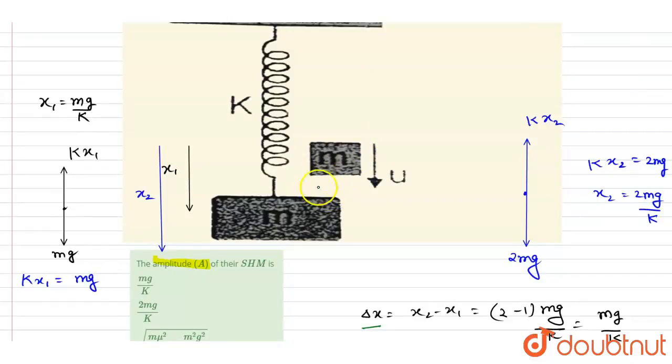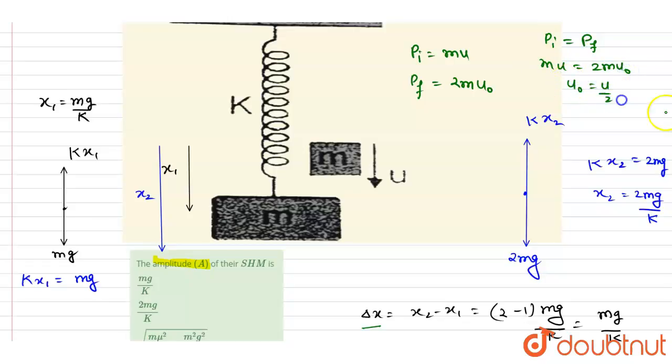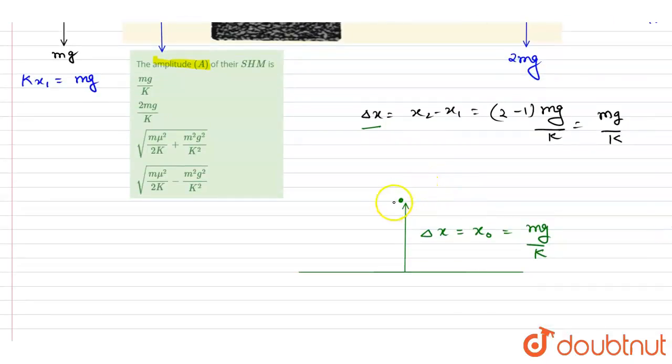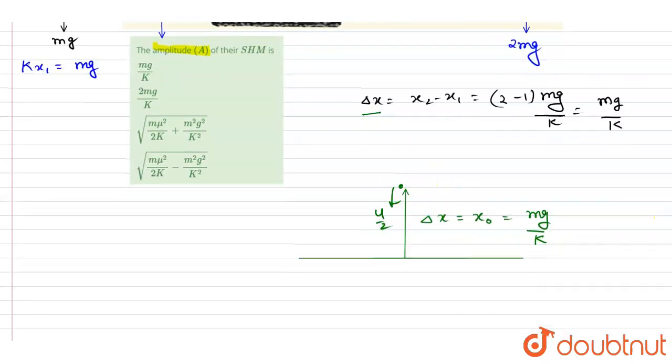Let's say it strikes and it will have some velocity. Initially the momentum of the system is mu, and after they stick, they will have a common velocity. Let's say the common velocity is u naught. Since there is no impulsive force in the vertical direction, I will equate initial momentum and final momentum. From here you will get u naught equals u by 2. So the velocity at this position is u by 2. Now you can just use this formula to get the amplitude.